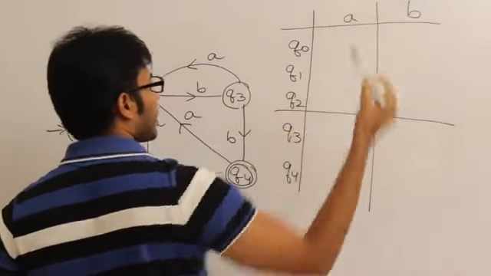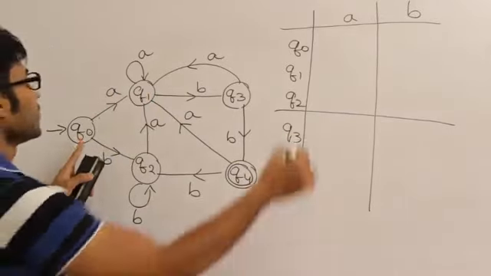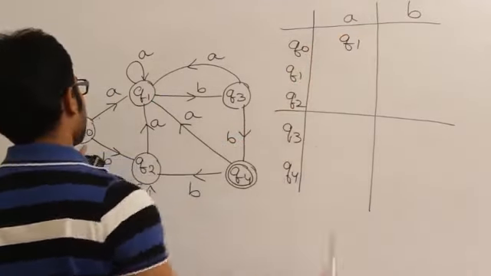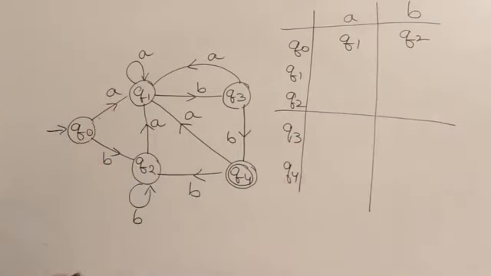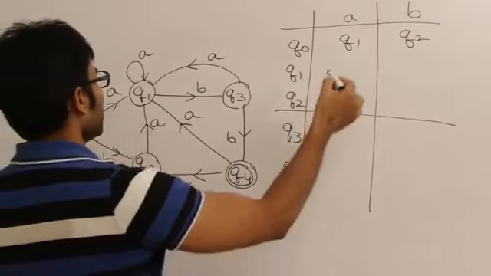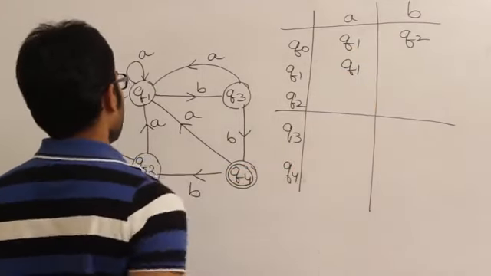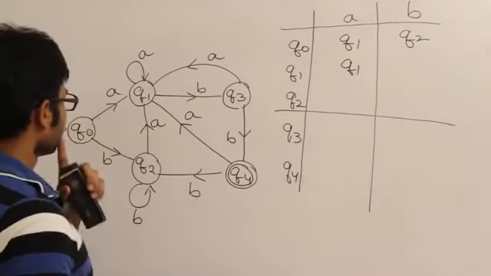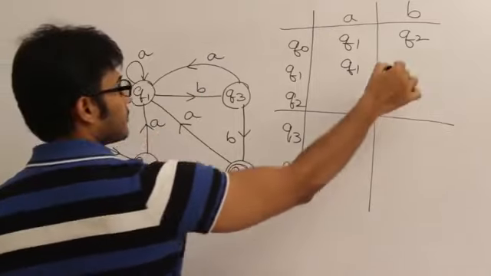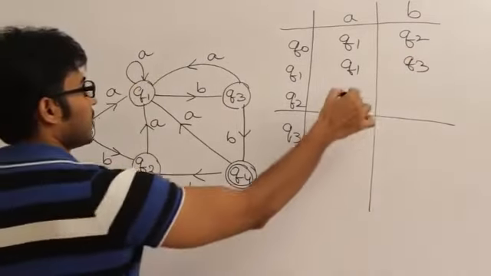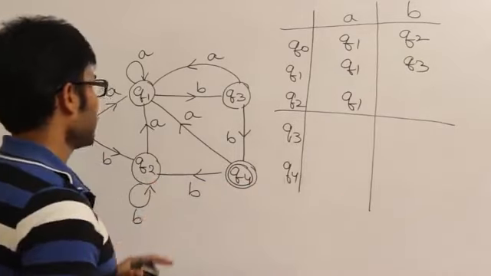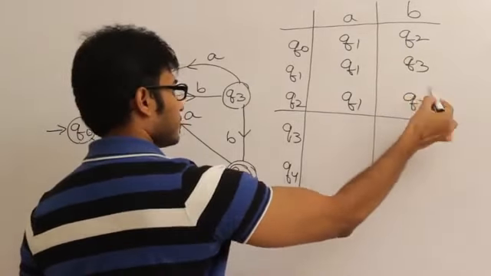A, B. Q0 on A is going to Q1 and Q0 on B is going to Q2. You can see the diagram. Q1 on A is going to Q1 and Q1 on B is going to Q3. And Q2 on A is going to Q1 and Q2 on B is going to Q2.